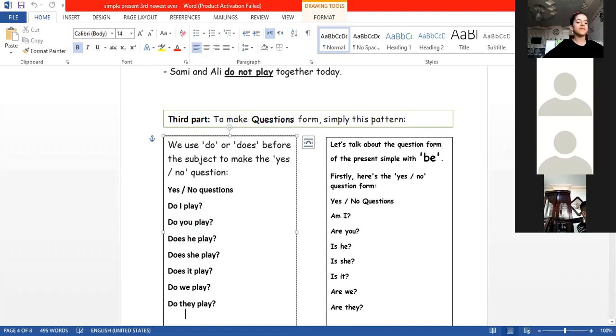And with singular nouns, we use does Baraa, does Ahmed, does Aus, does Rayyan, does Wissam, does Salwa, does Rawa. Okay? Because they are singular nouns, singular subjects, one.